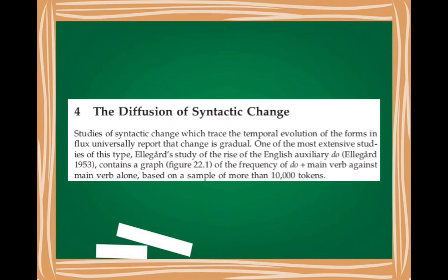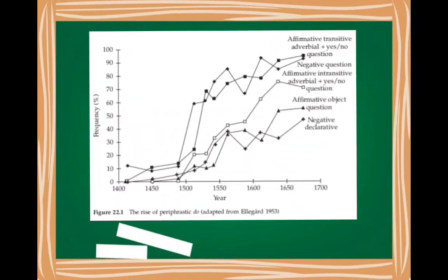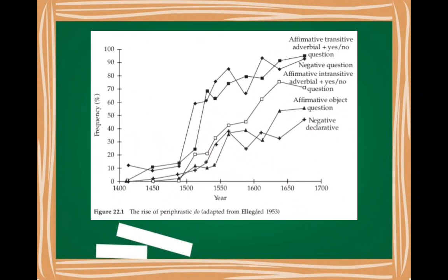Studies of syntactic change, which trace the temporal evolution of the forms in flux, universally report that change is gradual. One of the most extensive studies of this type, Ellegard's study of the rise of the English auxiliary do, Ellegard 1953, contains a graph in figure 22.1 of the frequency of do plus main verb against main verb alone, based on a sample of more than 10,000 tokens. So we have here figure 22.1, the rise of periphrastic do, adapted from Ellegard 1953.